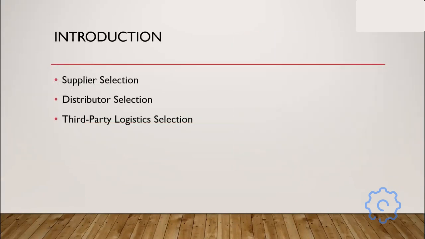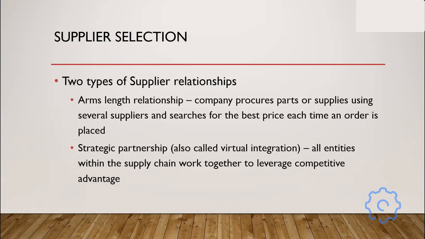In this discussion, we're going to be going over 3 main criteria: how to select a supplier, how to select a distributor, and how to consider third-party logistics. In general, there are 2 types of supplier relationships that we consider when selecting a supplier. The first type, called an arm's length relationship, is basically where a company procures parts and supplies using several suppliers and searches for the best price each time an order is placed.